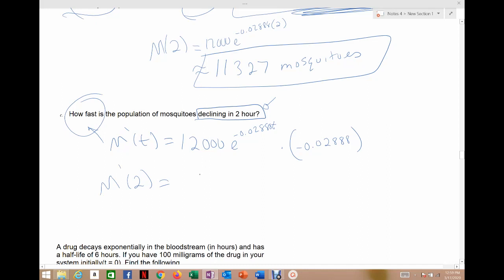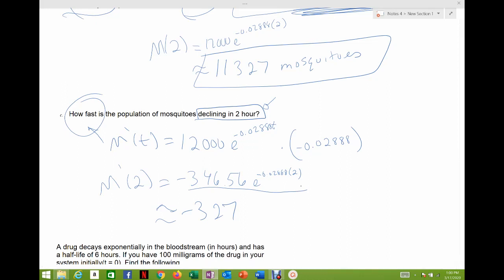I can multiply that out. It comes out to negative 346.56, times e to the negative 0.0288 times 2 when I plug it in. Again, round to the whole mosquito. So negative 327 when I plug it all into my calculator. When you plug that into your calculator and round, it should come out negative 327. It's not your final answer.